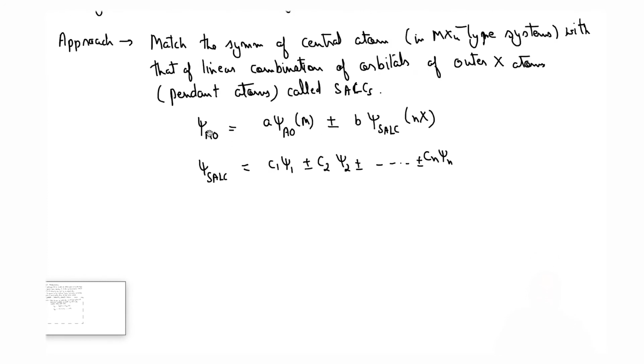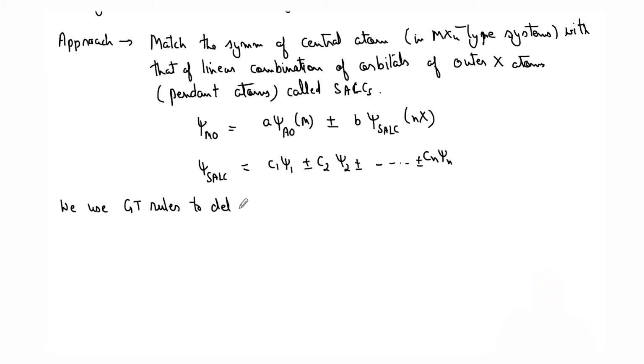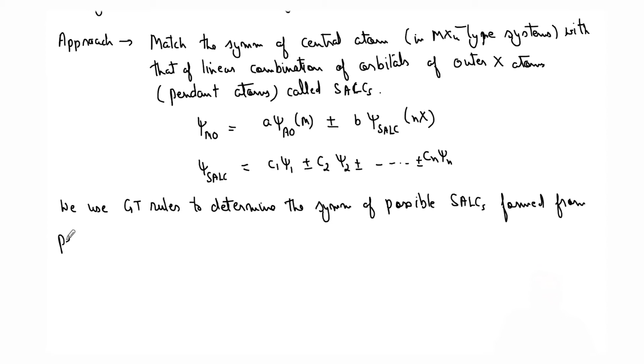Okay. So where is the group theory application coming in? Using group theory, we use group theory rules to determine the symmetry of possible SALCs formed from pendant atom atomic orbitals.